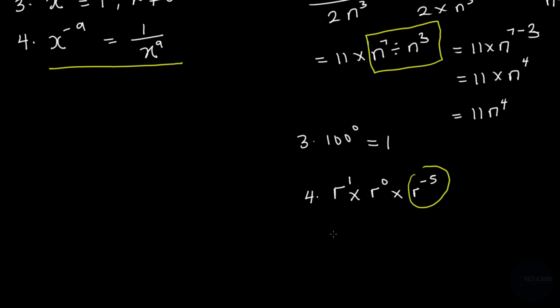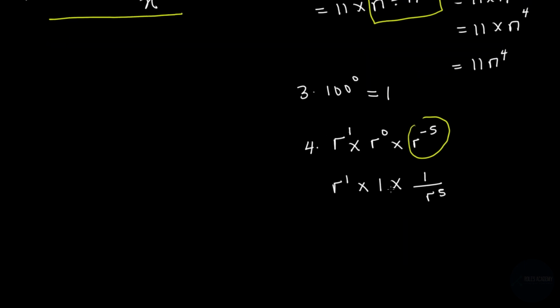So, to simplify this, we can say r raised to the power of 1 multiplied by r raised to the power of 0, which is equal to 1, multiplied by 1 over r to the power of 5. Now, if you multiply 1 by r, we are going to have r. So this is basically r raised to the power of 1 multiplied by 1 over r to the power of 5.